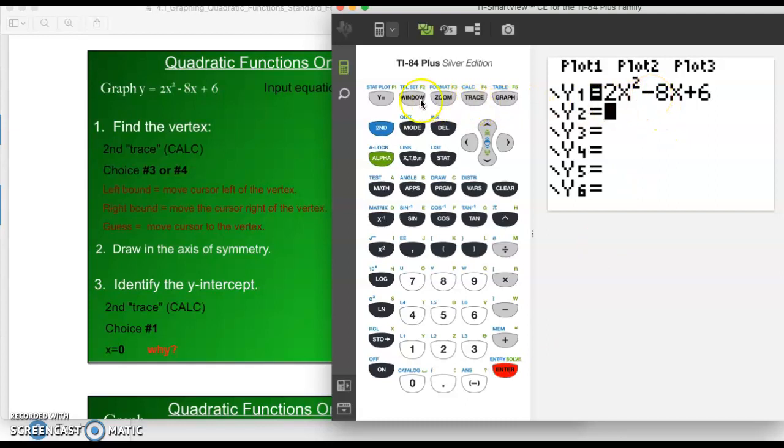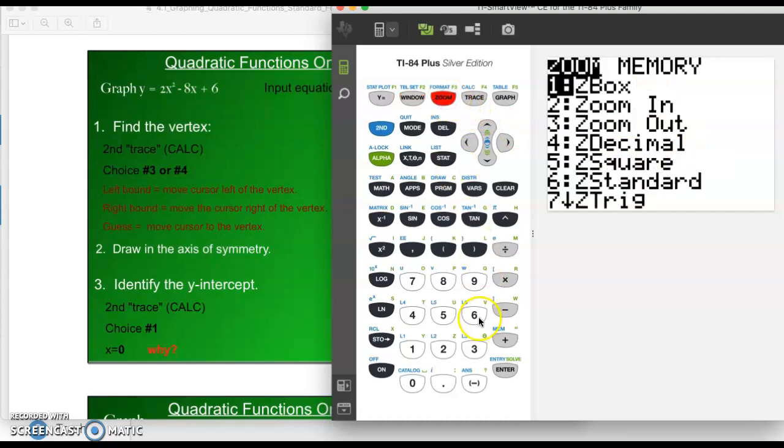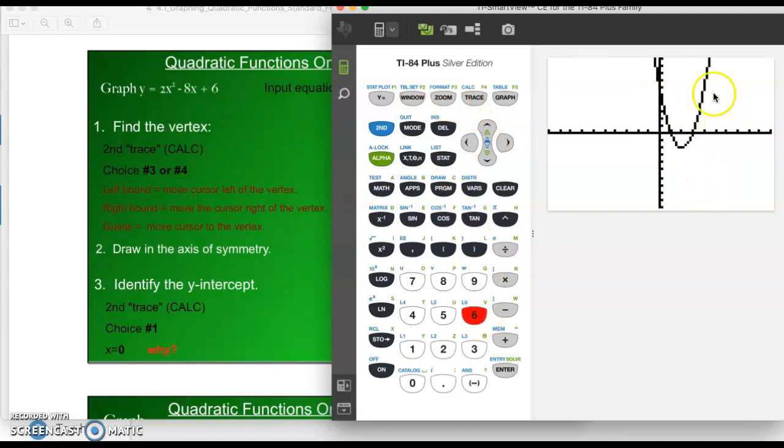Now to first start off, I want to make sure our window is in a nice setting. So my window is all messed up right here. So I'm going to fix this real quick, and I'm going to go zoom 6. And there I get a good window, and that means I went 10, 10, 10, and 10.